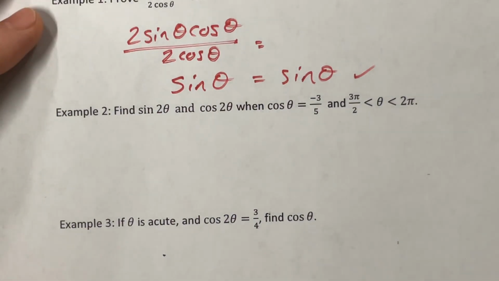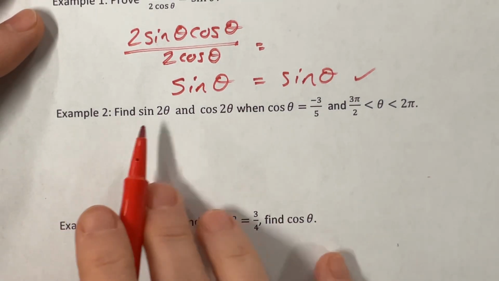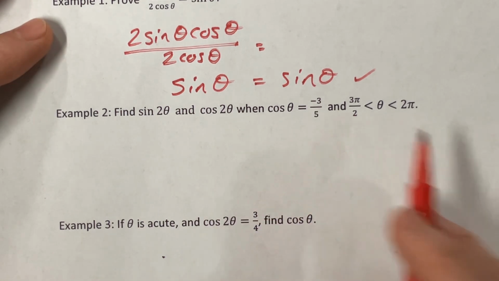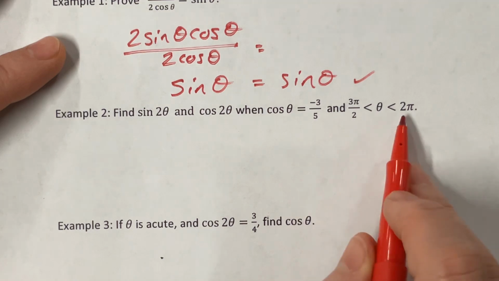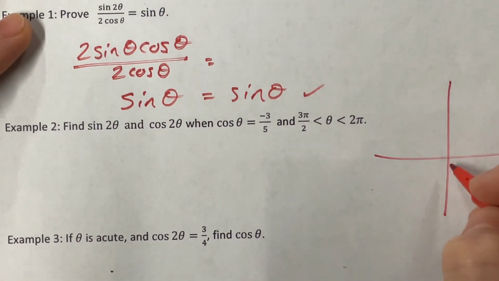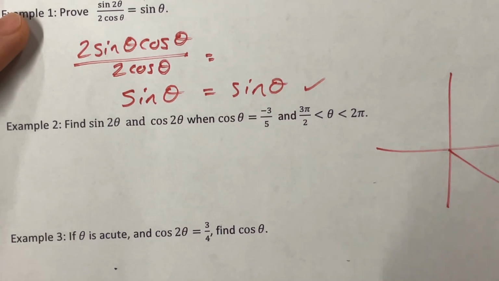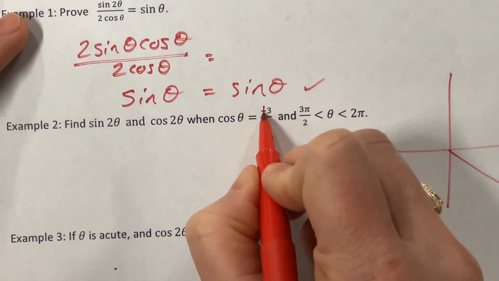Okay, the next one, find sine of theta and find sine of 2 theta and cosine of 2 theta when cosine equals negative 3/5, and theta is between 3 pi over 2 and 2 pi. So 3 pi over 2 and 2 pi puts us down in quadrant 4, and the cosine value, oh, I made a mistake. Between 3 pi over 2 and 2 pi, the cosine in that quadrant is positive.